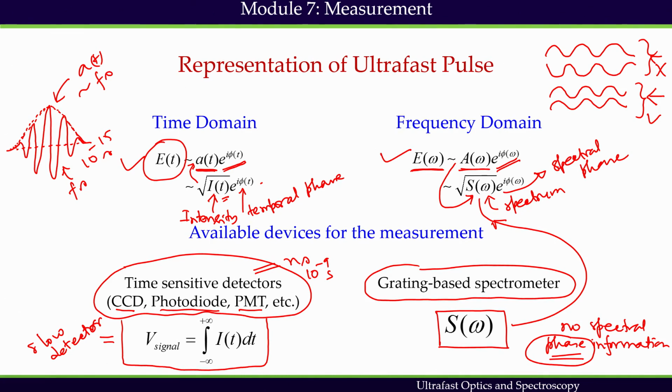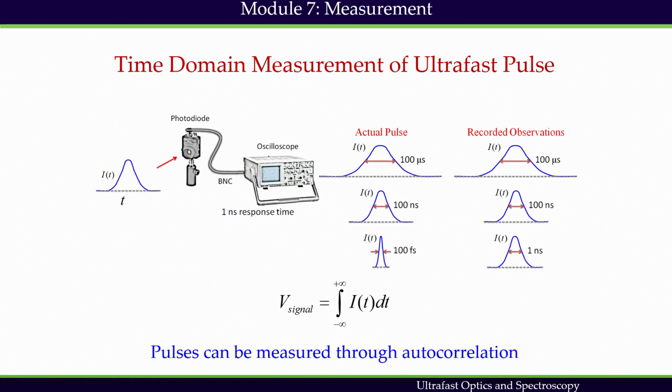In spite of these problems, in this module we will try to understand how to measure a pulse with these devices. So, the first thing we will discuss is time domain measurement of ultrafast pulse. A time sensitive detector such as photodiode emits electrons in response to photon. So, if we direct a beam, laser beam to the photodiode, this will give me electrical response, and that electrical response can be plotted in an oscilloscope.